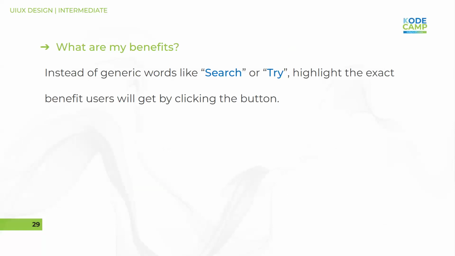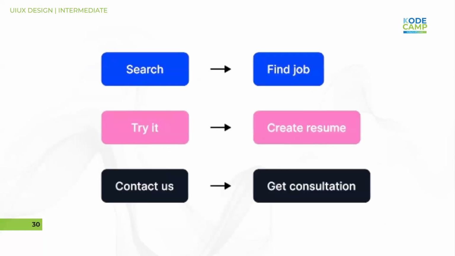All right. So what are my benefits? Instead of using generic words like search or try, highlight the exact benefit users will get by clicking a button. So instead of using search, if the platform is all about jobs, then tell the users find jobs. If it is about creating a resume, tell the user create resume. If it is about consultation, tell the users get consultation. If it is about a test, tell the users start test now. Because that is basically what the product is all about.